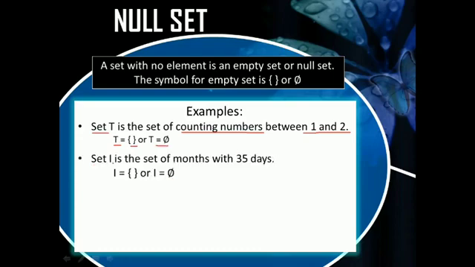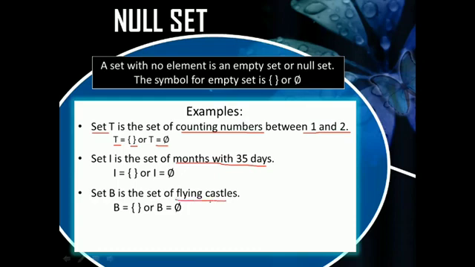Another example. Set I is the set of months with 35 days. Do we have a month having 35 days? There is none, right? So, it is a null set. Another. Set B is the set of flying castles. These flying castles do not exist in reality. That is why it is an empty set.